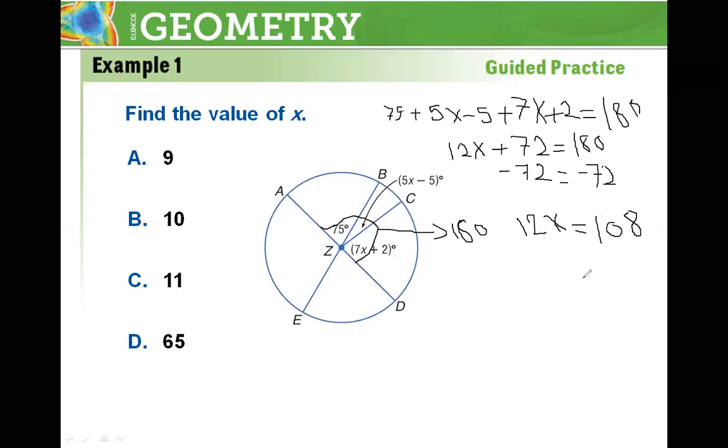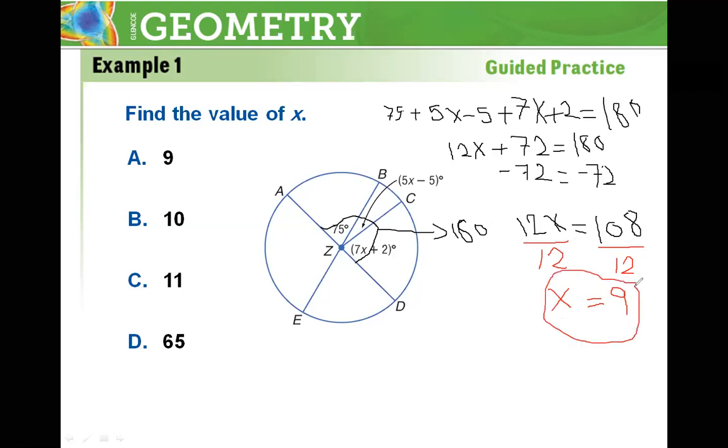After that, then we do over 12. Yes, divide both sides by 12. So this is 12 and divide this also by 12. So x equals 9. The answer is 9.